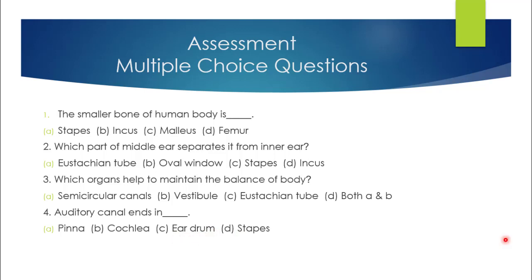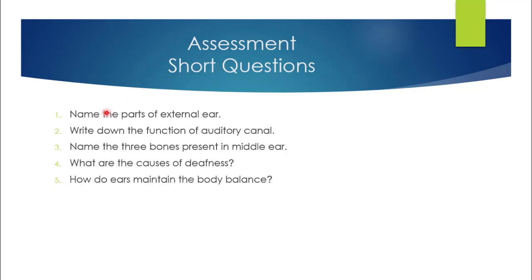Now we will discuss some short question answers related to this topic. Number 1, name the parts of external ear. In this question, you will write the name of parts of external ear, that is pinna, auditory canal and eardrum. Number 2, write down the function of auditory canal. In this question, you will write down the function of auditory canal, that it transmits the sound waves from pinna to eardrum.